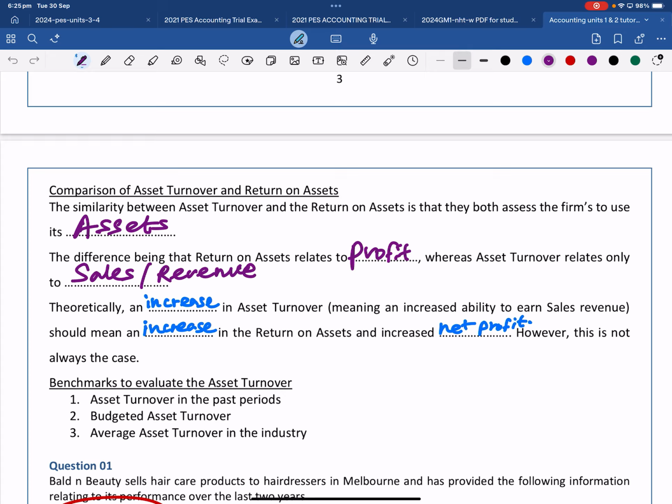The other one, benchmarks, you should define the normal benchmarks. Wait, why is ROA expressed as a percentage, while the asset turnover is a number of times? Why can't it just be the same thing? Yes, actually that's a good question. Actually, we can calculate asset turnover as a percentage if you want. But when I was at your level, I calculated it using number of days.